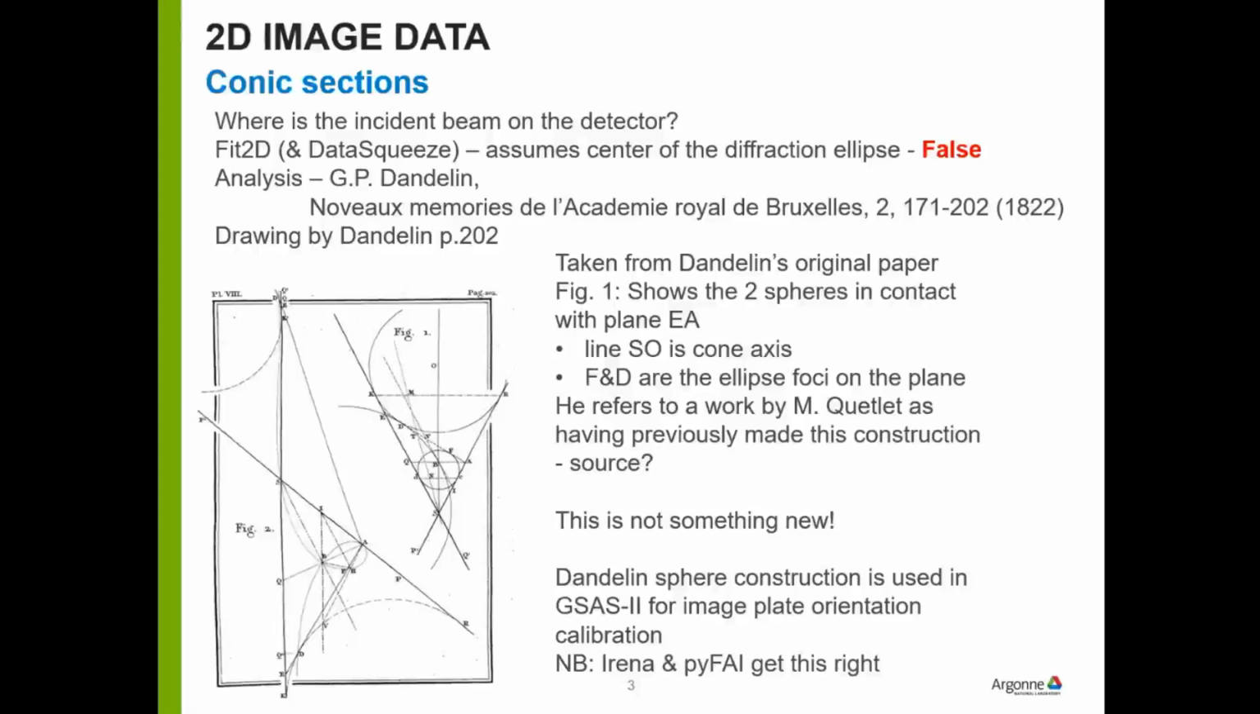And the proof of it is in fact really rather old. In 1822, there was a paper written by one G.P. Dandelin in this journal, Mémoires de l'Académie Royale de Bruxelles, second volume. And here's his drawing, which shows the construction that you use to find where the beam is on the detector. Basically, we have a cone, which is the Bragg cone for a particular reflection. You have a plane, it's a little hard to see in his sketch, which intercepts that, and you get a conic section.